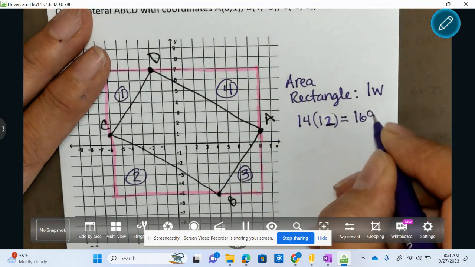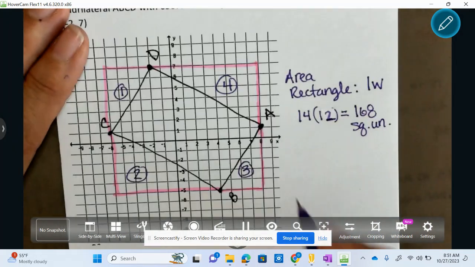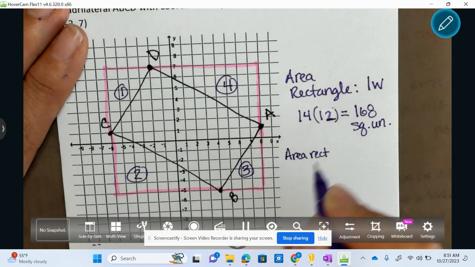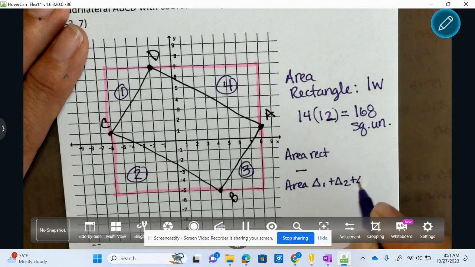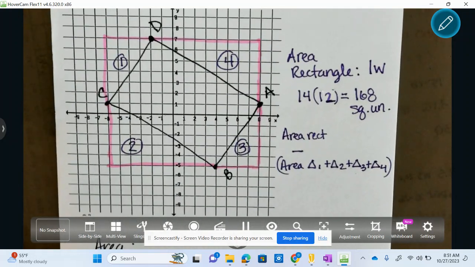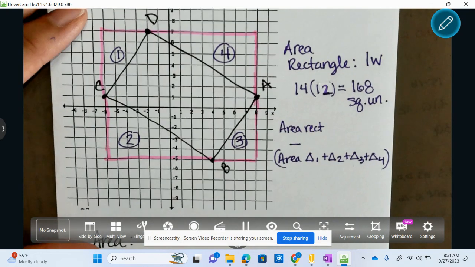Someone tell me what 14 times 12 is. 168 square units. Okay. So what are we going to do from that? We're going to take the area of the rectangle and subtract the area of triangle 1 plus the area of triangle 2 plus the area of triangle 3 plus the area of triangle 4. That's what we're going to do, right? Do you guys remember doing that? We did that yesterday a couple of times. So let's find the area of all those triangles down below. And I feel like after you do an activity like this, you're so proficient at calculating the area of a triangle.